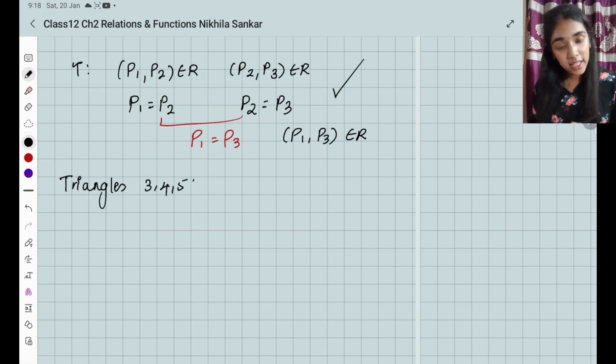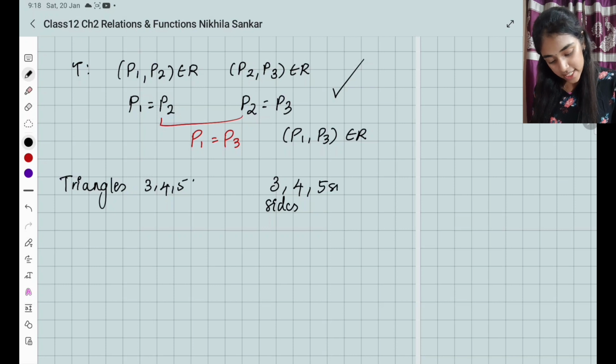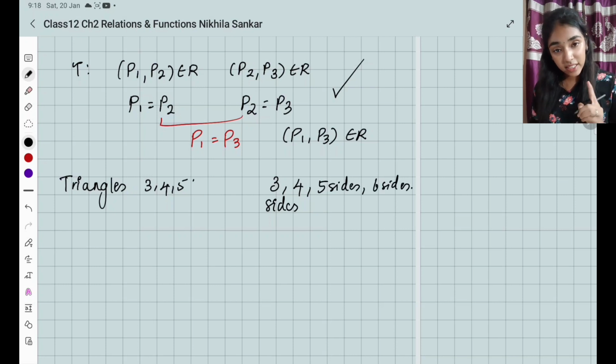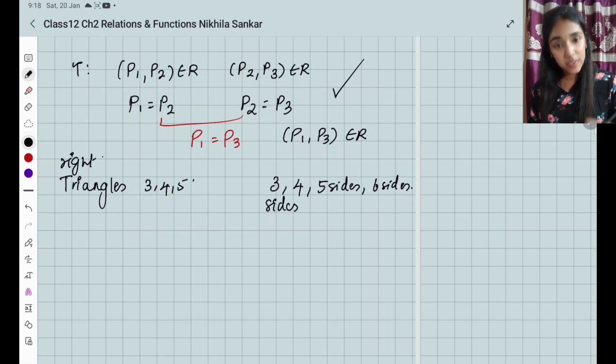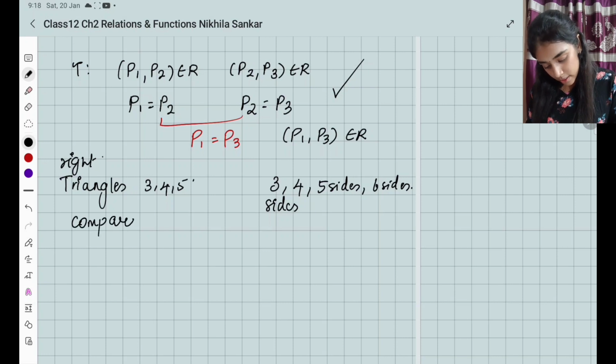What are we looking at here when we say polygon? A polygon can have 3 sides, 4 sides. We are talking about sides here. Okay, 3 sides, 4 sides, 5 sides or 6 sides. But what is relevant here? Though this is a right triangle, you can compare this with any triangle. Correct? So you can compare it with any triangle.